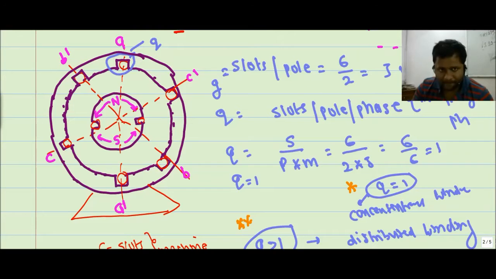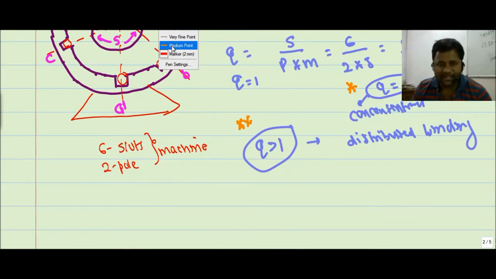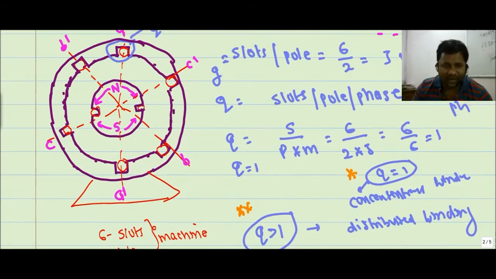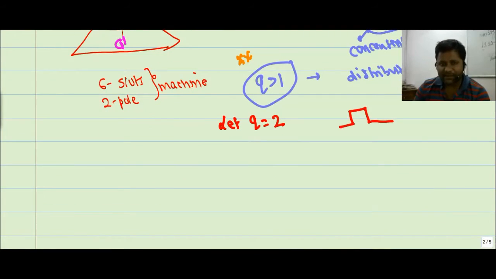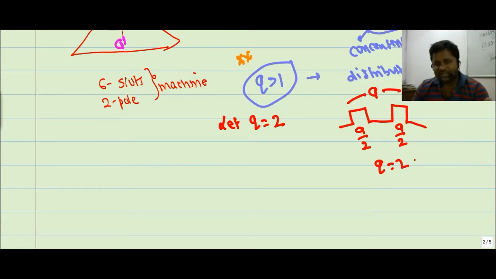But if Q is greater than 1, suppose Q equals 2. That means slots per pole per phase is 2. That means this A phase is having 2 slots. This is phase A, and this is basically A by 2. So this is Q equals 2.